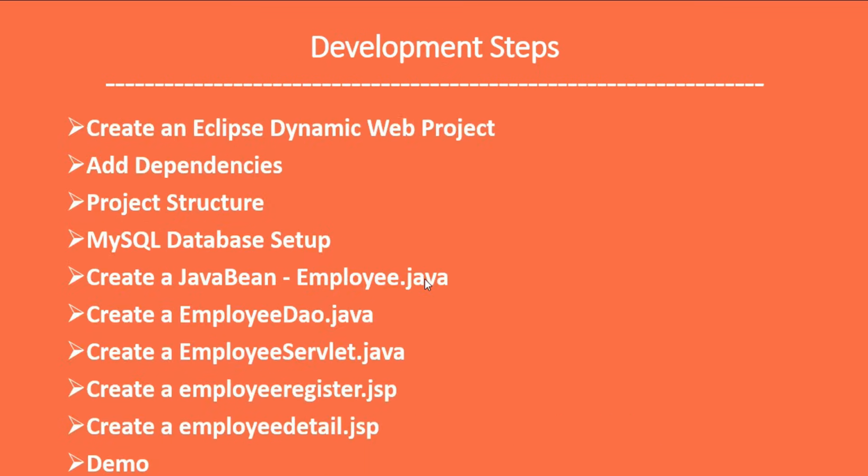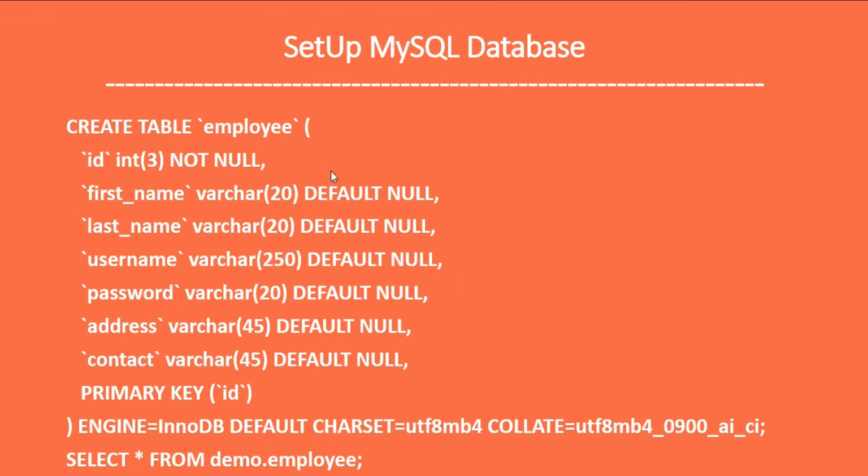Alright, now let's implement these steps one by one. First we need to create a dynamic web project in Eclipse IDE. But before that we need to set up the database, right? So here is the DDL script. This is the employee table. It has ID, first name, last name, username, password, address, and contact fields. Alright, so we can just copy this DDL script, and we can execute it in MySQL Workbench.